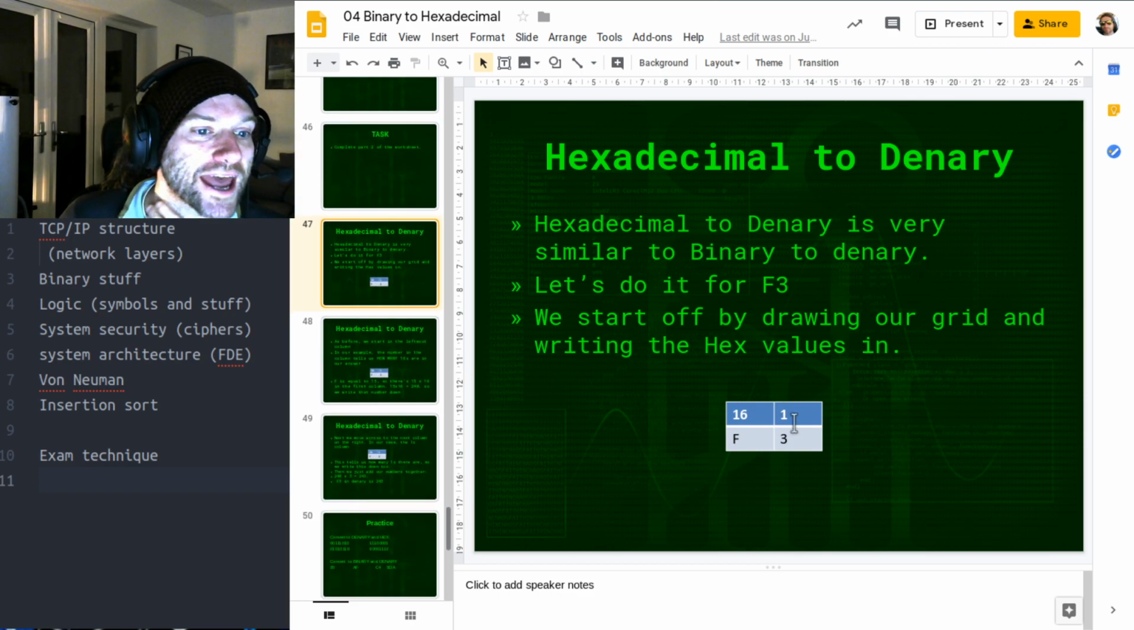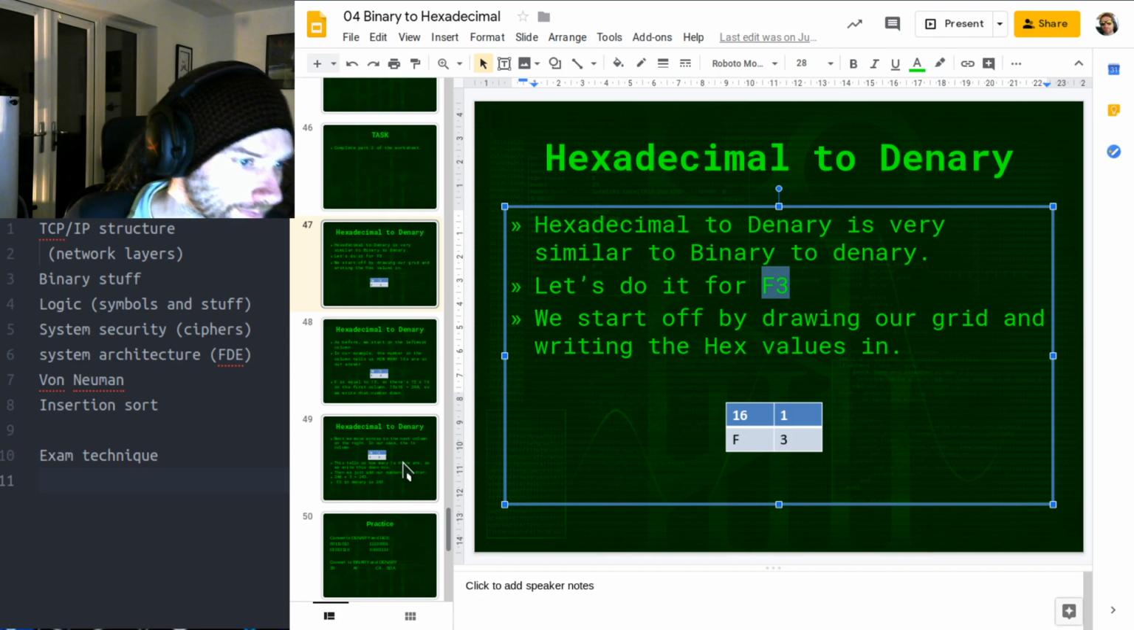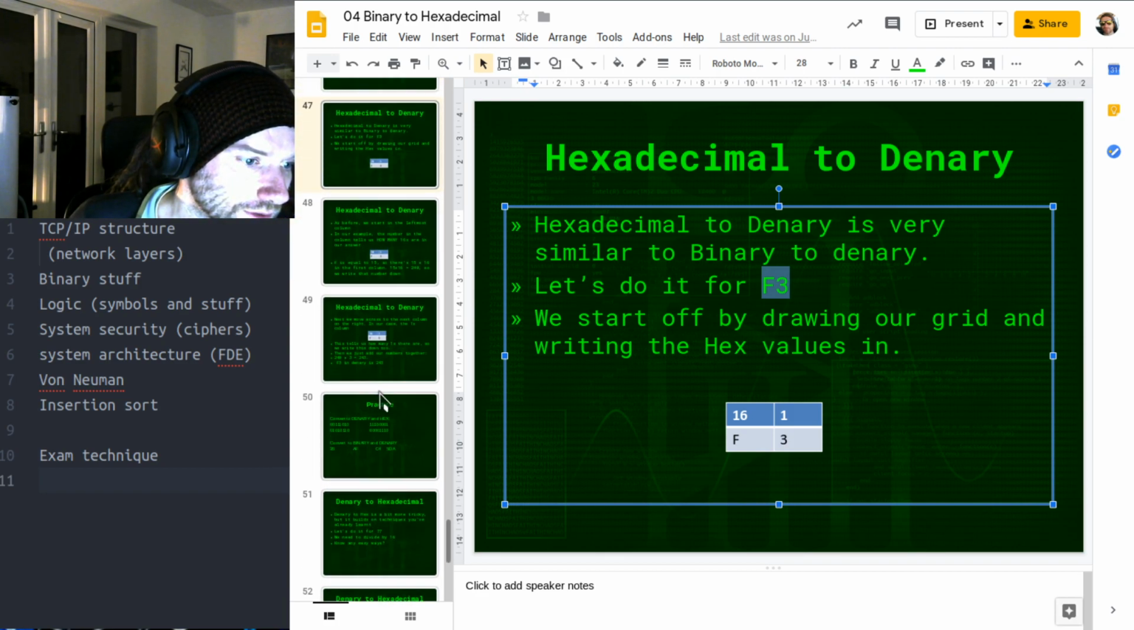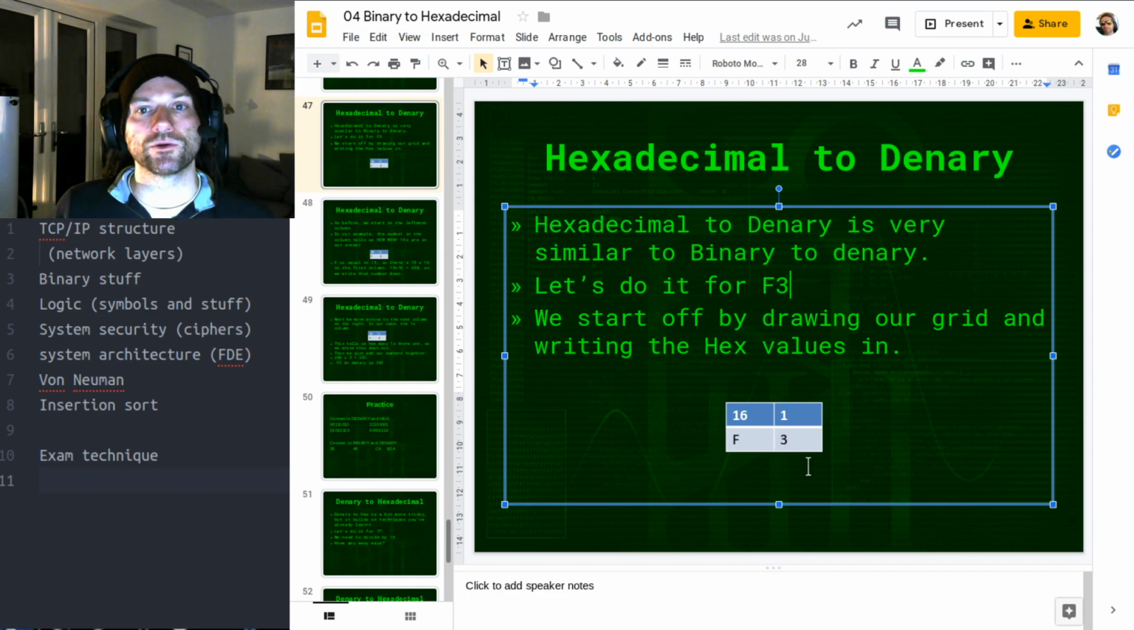Right, okay, hex to denary then, yeah? We start off with a hexadecimal number. We're going to use F3 as our hexadecimal number, right? The way that this works is you split it into 2 digits still, just as if you were converting to binary.